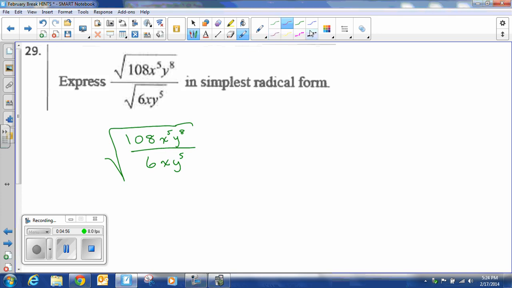So as you can see, 108 divided by 6 is 18. X to the 5th divided by x to the invisible first. 5 minus 1 is 4. This leaves me x to the 4th. And y to the 8th divided by y to the 5th is y cubed. Now remember, this is still all under the radical, so you need to go through here, you need to simplify.